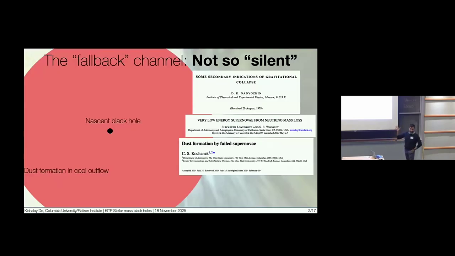And this is something that, again, was worked out more than 10 years ago, which is that these low energy outflows would lead to dust formation and produce these dusty transients from the birth of these black holes.